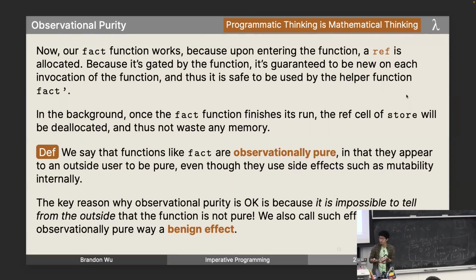A benign effect, basically. Like having this ref cell is okay, it's benign, you can't tell. Okay, and at the end of the day, computers are kind of like observationally pure things in some sense, at least in this class, right? We're all running on bare metal. But the point is that this is okay to do. For this particular example, there's no reason why you should. But sometimes it's okay to do, all right? As long as it's observationally still computing a pure function.